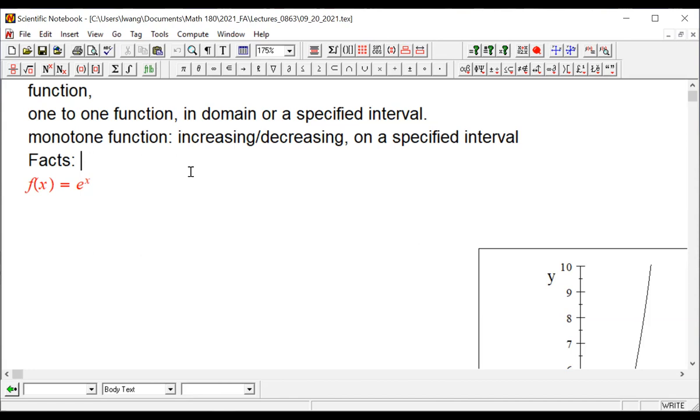A leads to B, B leads to C, C leads to D. So one builds on top of the other. You keep on building. So what are these facts? We mentioned before that a monotone function is a one-to-one function on the specified domain. Okay, so I'm going to write it down. And an increasing function is a one-to-one function.